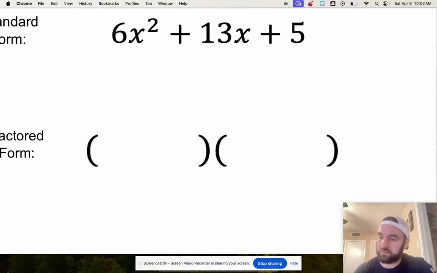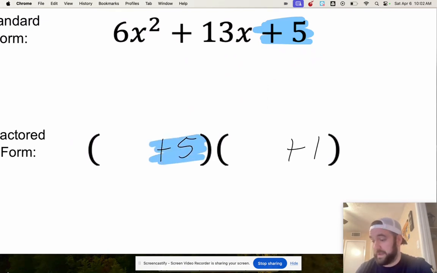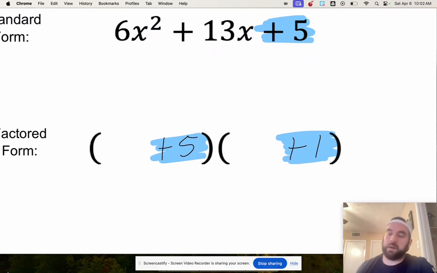6x squared. Whew. That one's tricky because it could be a 2x and 3x, or it could be a 6x and a 1x. But the good news is this positive 5 is brilliant because there's only 2 factors of 5. It's got to be 5 and 1. I almost know that that's going to be 5 and that's going to be 1. I know this could be wrong, but I'm pretty confident that because everything is positive in this problem, there are no negative numbers at all, that's got to be 5 and 1. And now it's just, is it 3 and 2 or is it 6 and 1?